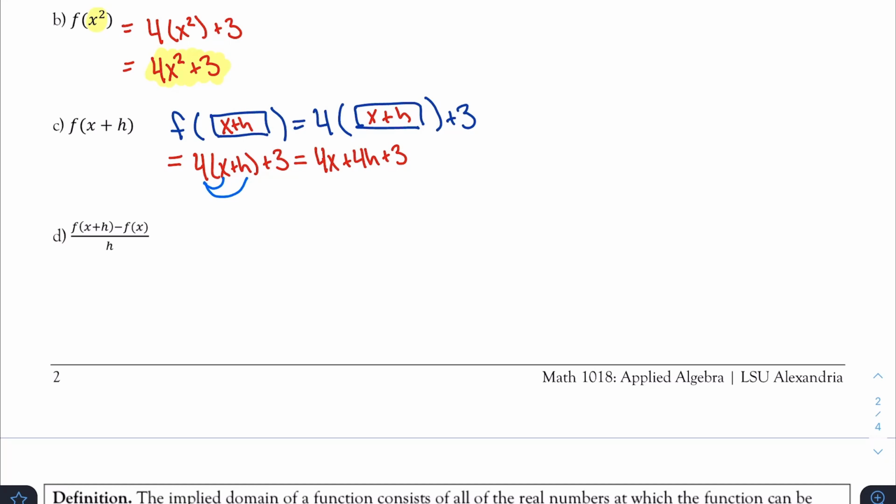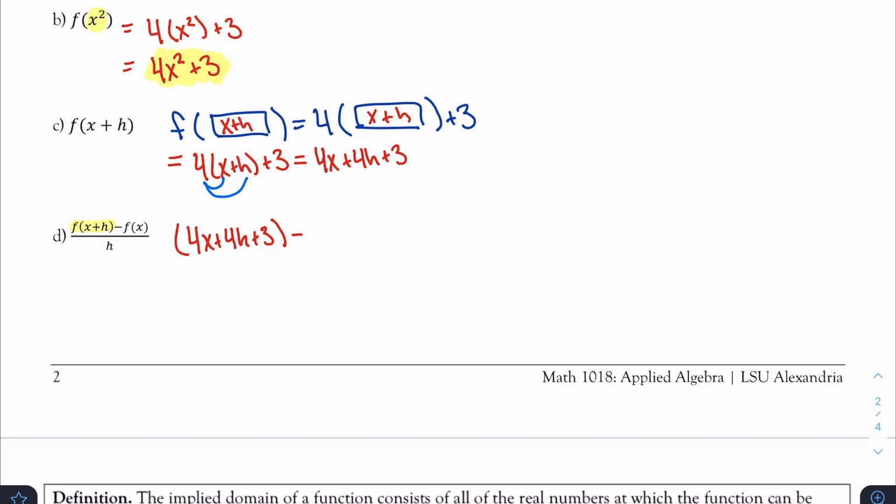The last part of example 5, part D, we have something that looks not that nice, honestly. It looks like f of x plus h minus f of x all over h. Well, we can actually break this down pretty nicely. If I look at f of x plus h, we know what this is. We found that in part C. That is, I know f of x plus h is 4x plus 4h plus 3. Again, I'm going to use parentheses to be safe here. This is what we found out last time.